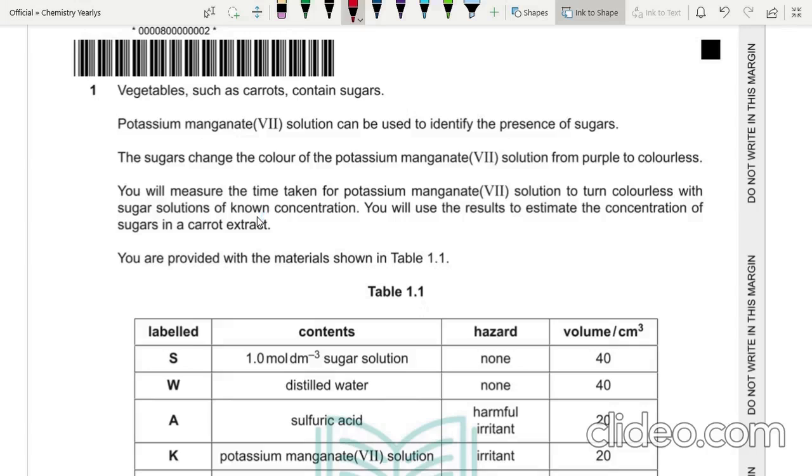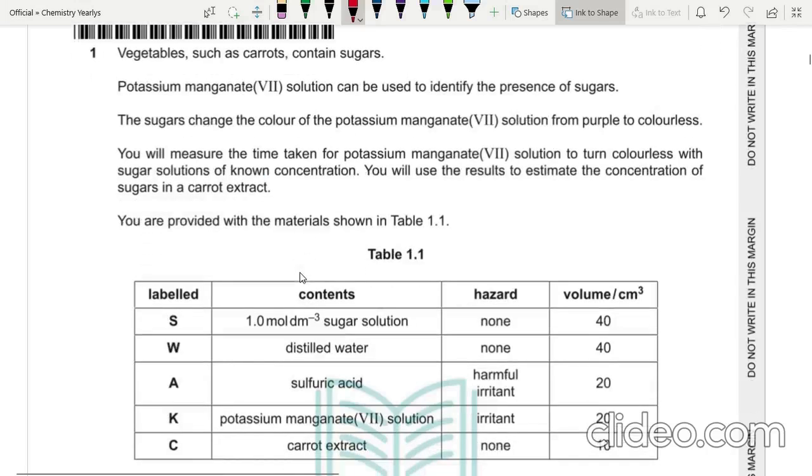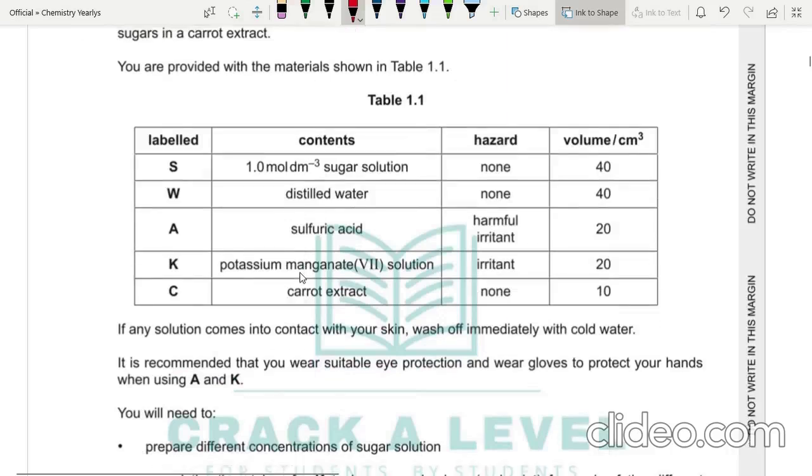S is 1 mole per dm cube sugar solution and it is non-hazardous. W is the distilled water. A is the sulfuric acid. It is a harmful irritant, so it would have a high risk. K is the potassium permanganate and it is an irritant, so it would have a medium risk. C is carrot extract. It is non-hazardous. If any solution comes into contact with your skin, wash off immediately with cold water. It is recommended that you wear suitable eye protection and wear gloves to protect your hands when using A and K.